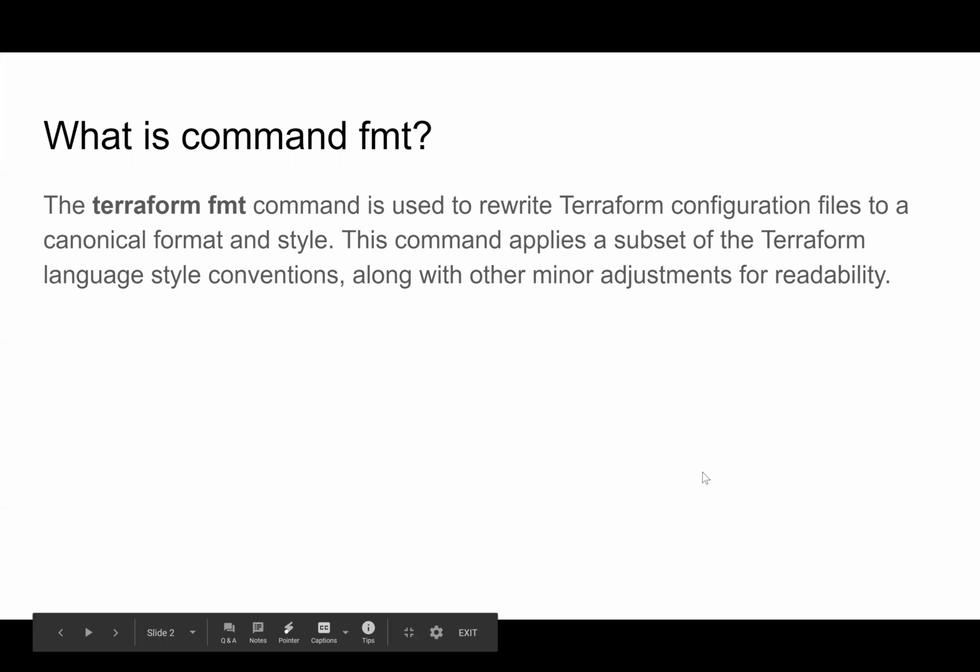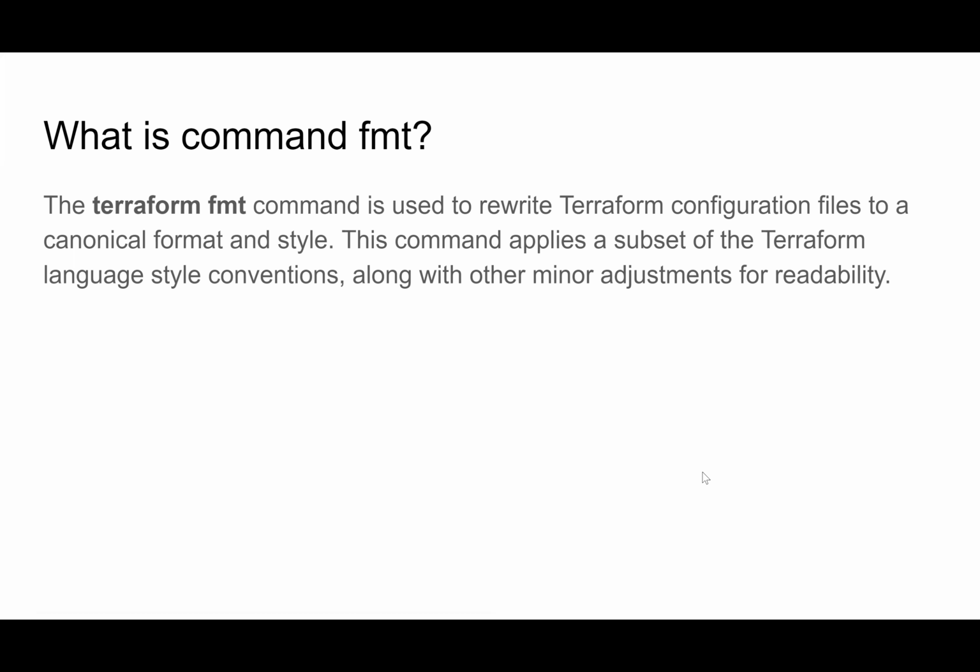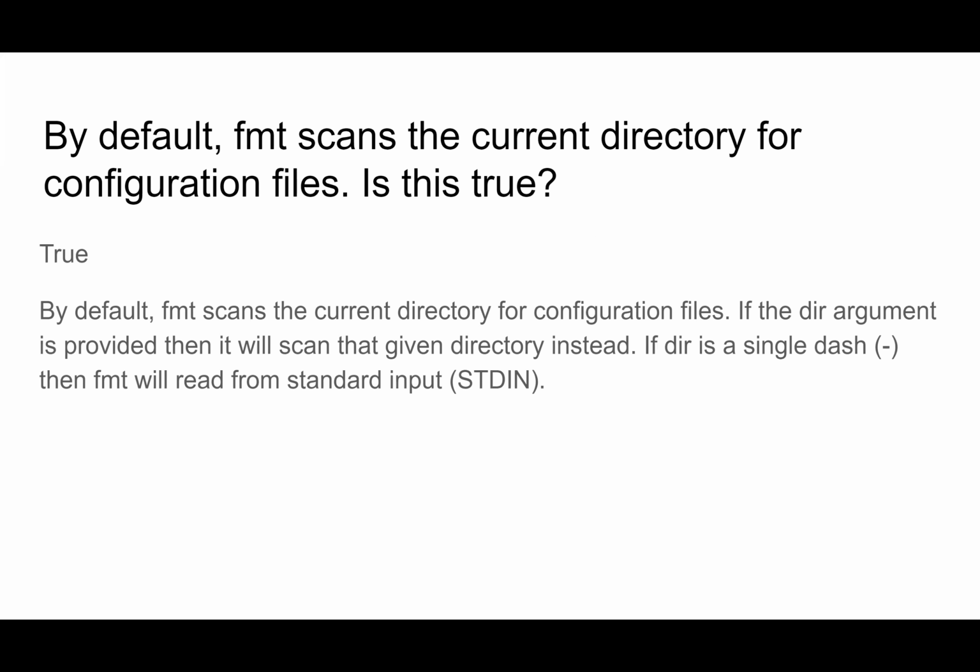All right, we're going to go into lesson 5 review. So what is the fmt command? The terraform format command is used to rewrite terraform configuration files to canonical format and style. This command applies a subset of the terraform language style conventions. So this will clean up all of the formatting in any of your configuration files.